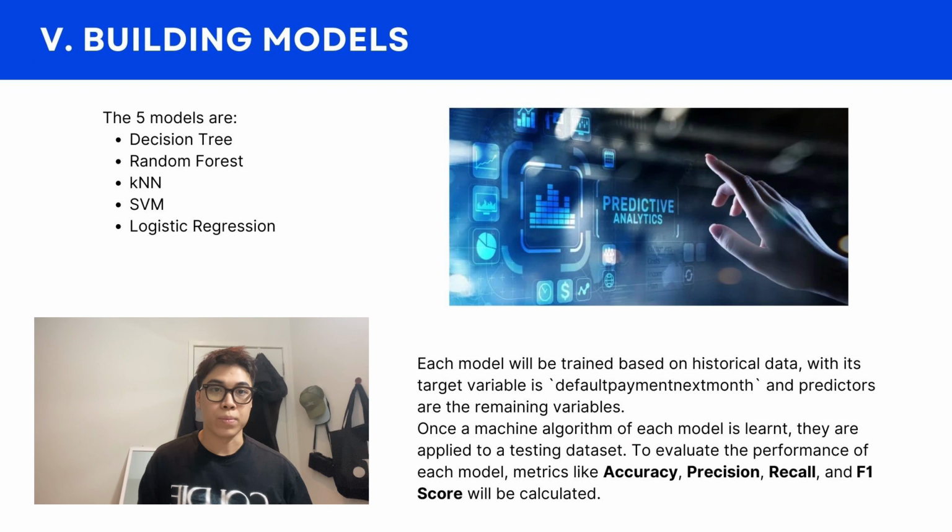Now it has come to the interesting part, which is to build models. In this section, we are going to propose 5 models: decision tree, random forest, KNN, SVM, and logistic regression. Each model in our work will be trained on historical data, where the target variable is default payment next month and the predictors are the remaining variables. Once the algorithm of each model has learned, it is applied to the testing dataset. To evaluate the performance of each model, metrics like accuracy, precision, recall, and F1 score will be calculated.